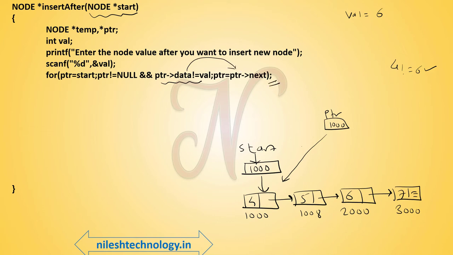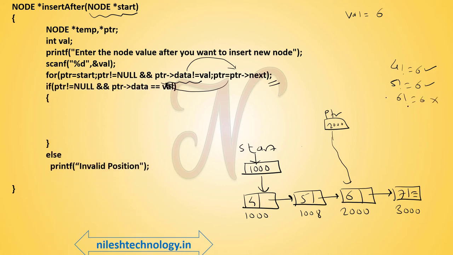Here there is a semicolon of the for loop: ptr equal to ptr of next. Now ptr goes to the next node, and the address is 1008. Again check the condition: ptr is not equal to null and data is not equal to value. 5 is not equal to 6, true. It is again assigned to the next node, here 2000. Check ptr is not equal to null and data 6 is not equal to 6. So here we break this condition.